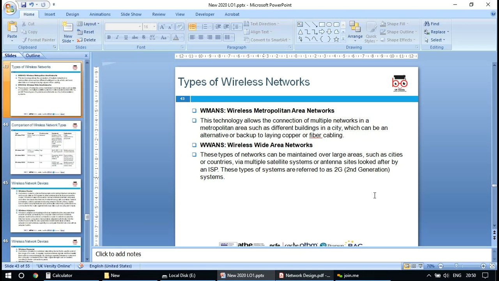So our cellular phones, which we use, could work as wireless wide area networks, because they use antennas, and they can use satellites. And so that's the classification of these types of networks we use. Okay.